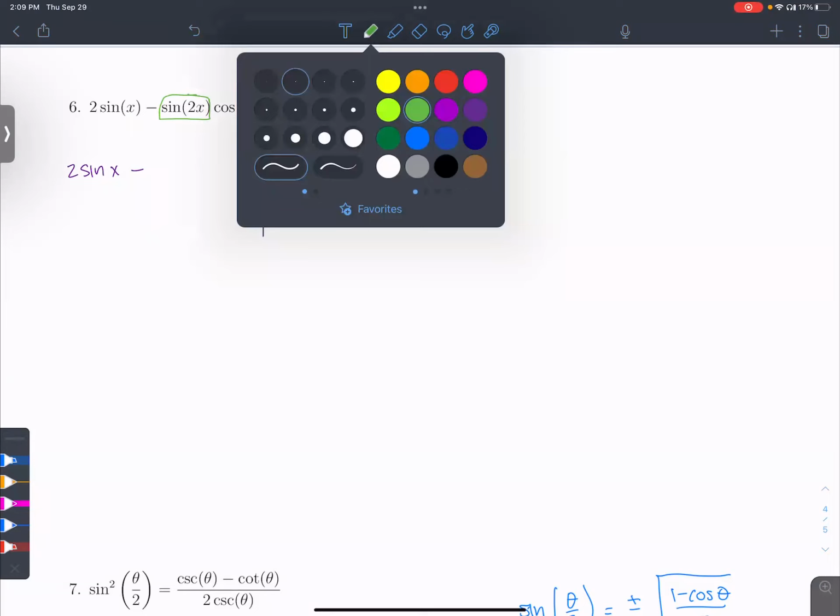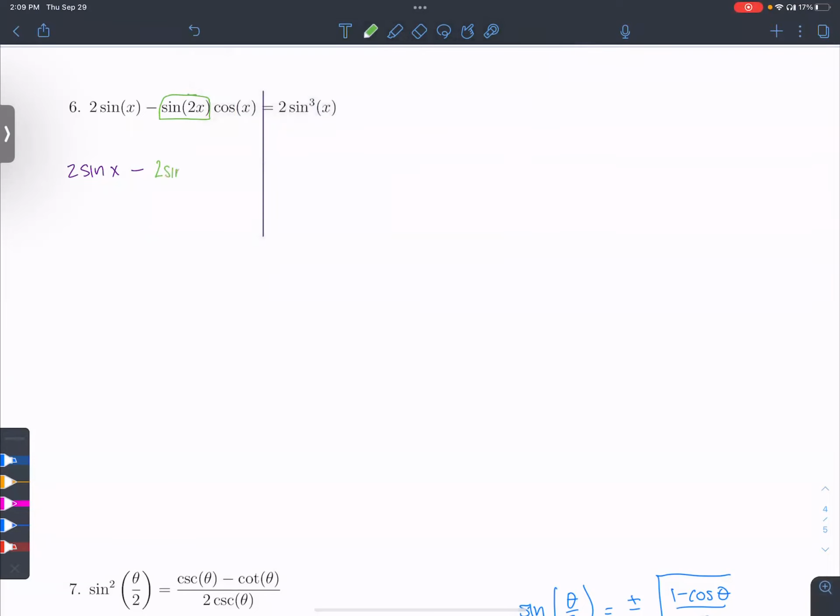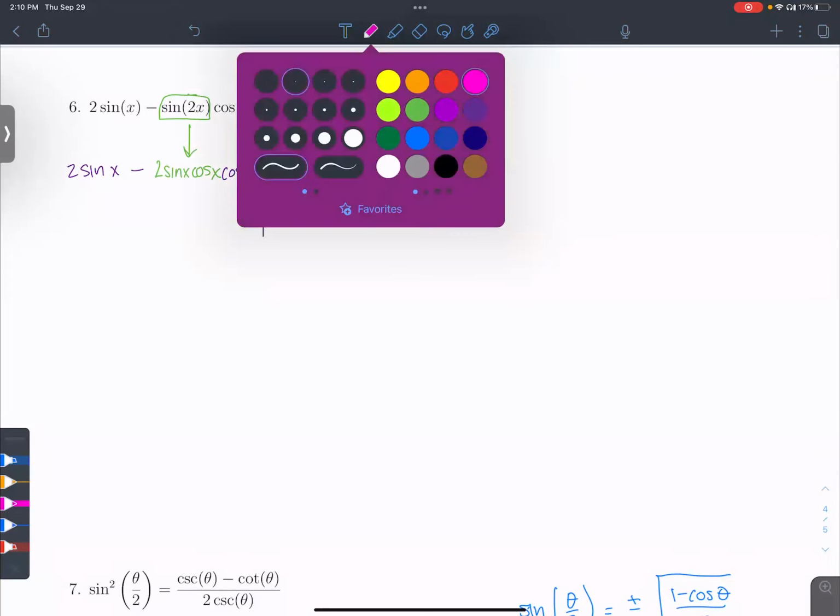So sine 2x is 2 sine x cosine x. And then there's still that cosine x that was there before. So this is the double angle identity.